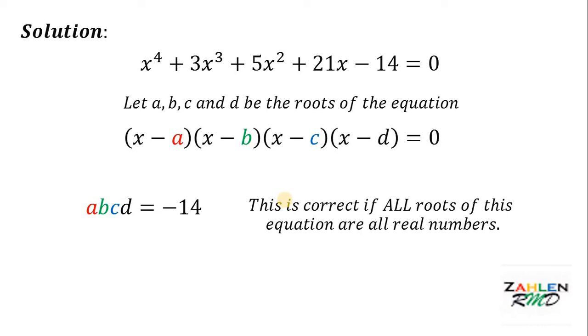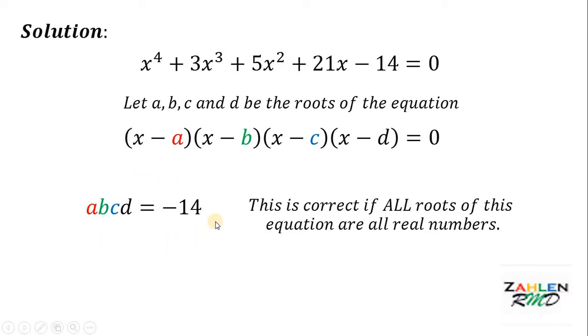But we know that complex roots come in pairs. So here's the possibility. We have 4 real roots in this equation. Next, we have only 2 real roots and the other 2 are imaginary. And the third scenario is no real roots and there are 4 imaginary roots. In short, we are not sure if the roots of this equation must be all real numbers. That's why we cannot even say that the answer to this question is negative 14.